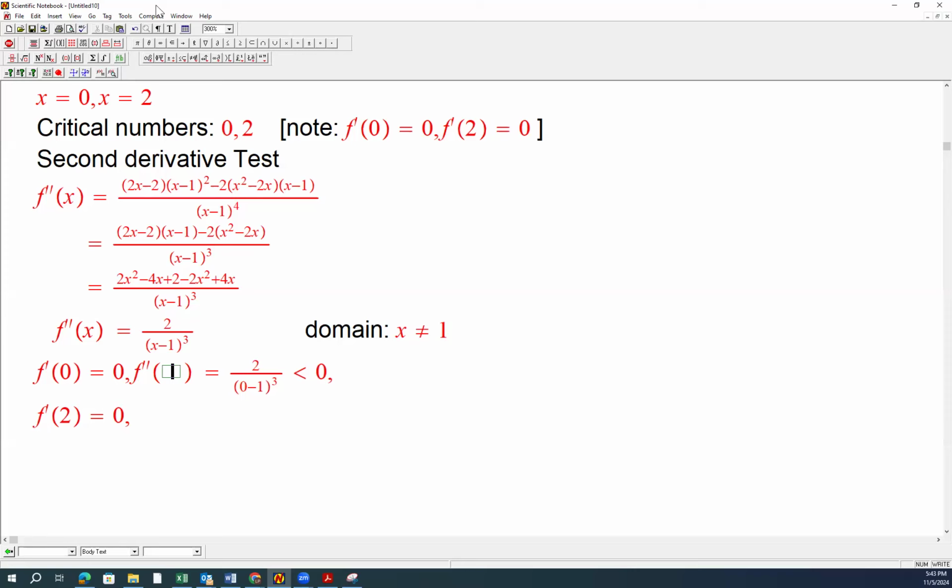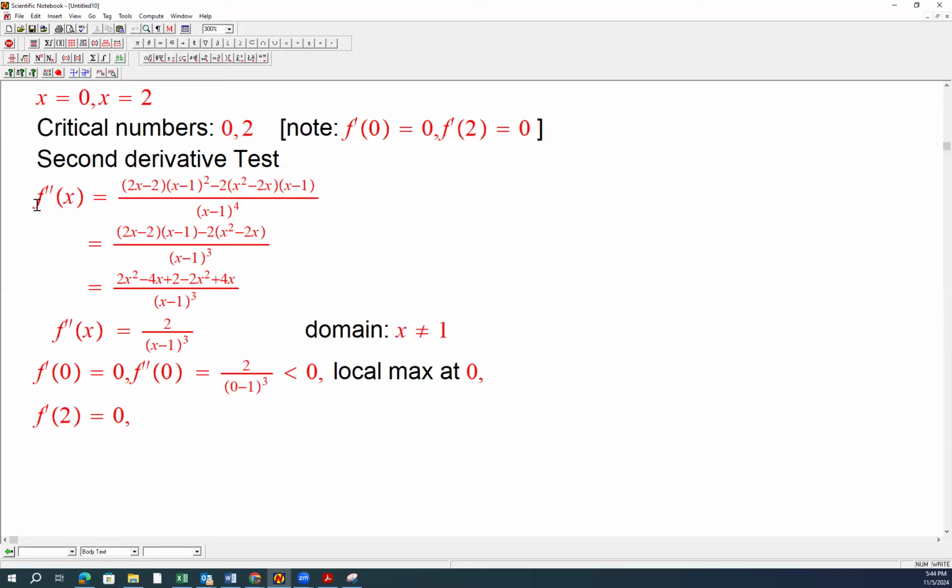Let me just rewrite it. The second derivative at 0 is negative, so this is a local max. Local max at 0.